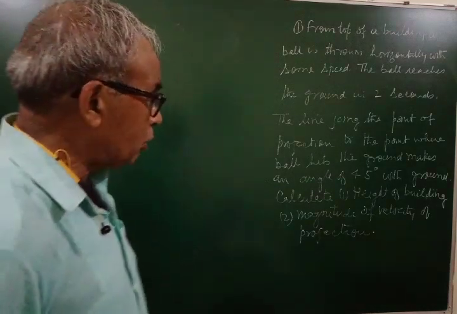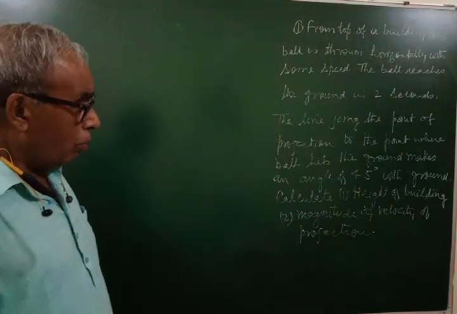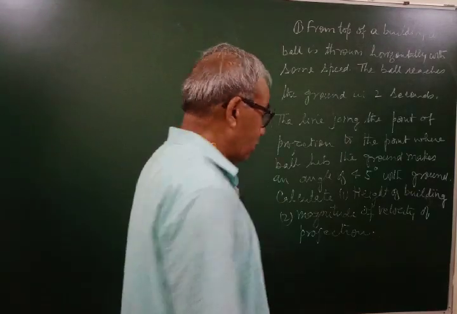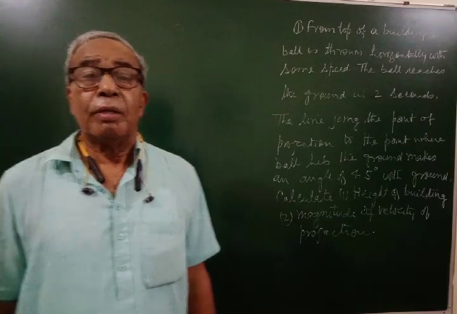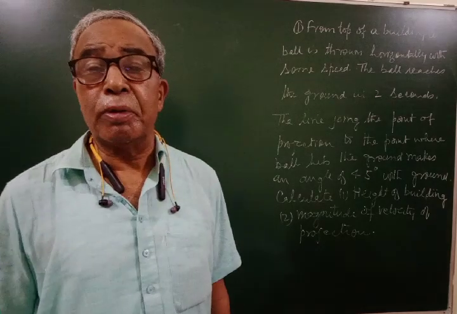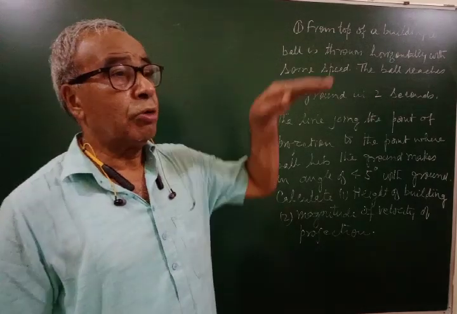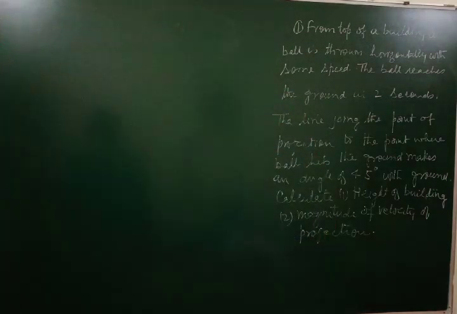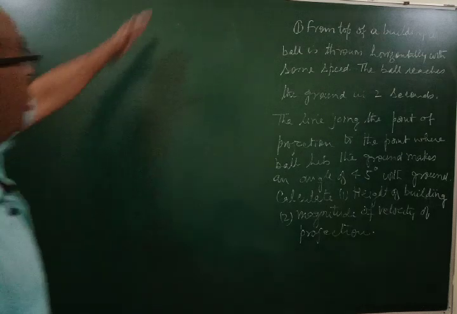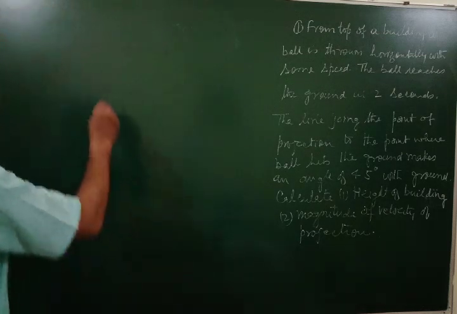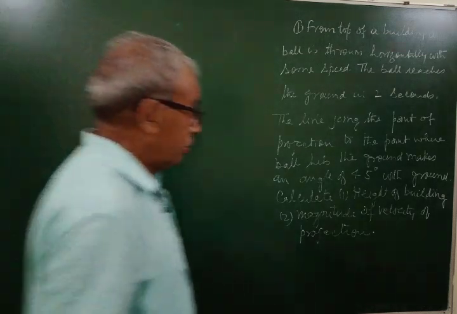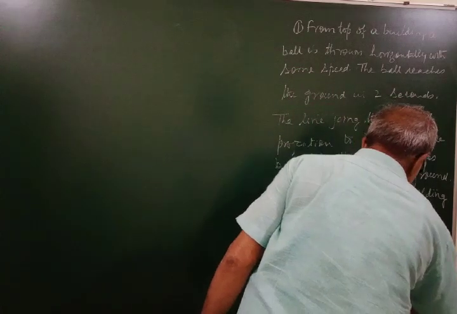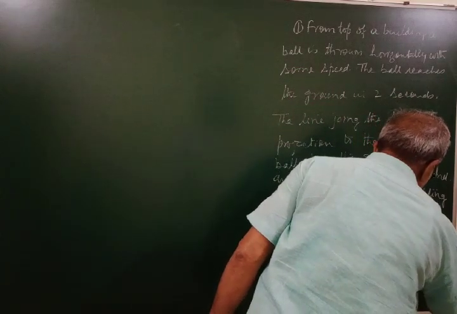And number 2, the magnitude of the velocity of projection. Now the ball is not thrown from the ground. It is thrown from the top of the building horizontally. Not vertically upward, not downward. So g is 9.8 meter per second square.